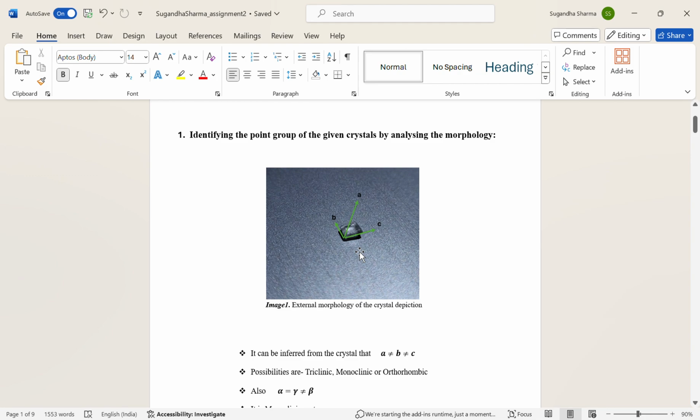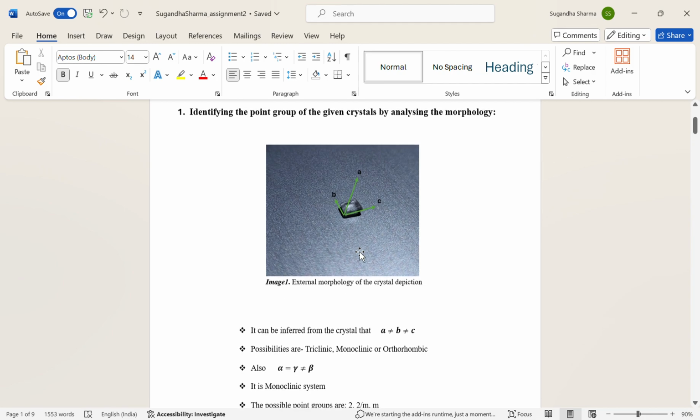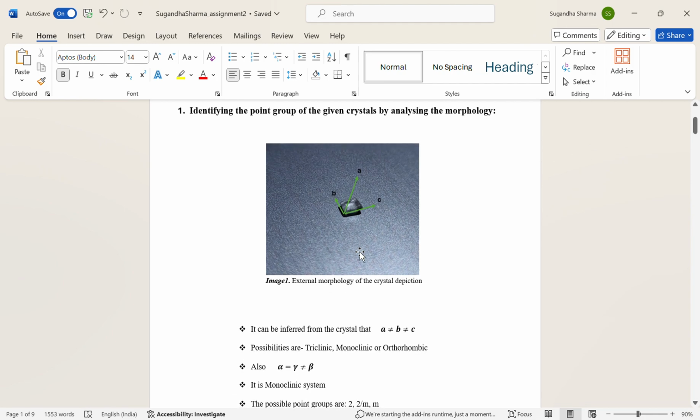Also, it was seen from the crystal that two angles were equal and one angle was not equal. So it can be inferred that this crystal structure is a monoclinic system. And the possible point group for this crystal structure was 2/m or m.